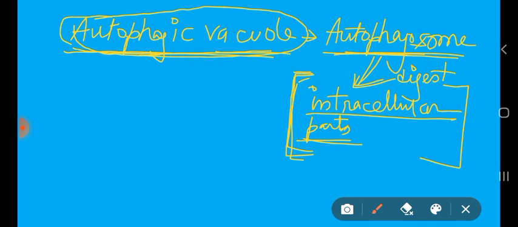So autophagosome or autophagic vacuole are those lysosomes which digest the intracellular parts of the cell itself for digestion and which cause irreversible damage. That means they will not be able to repair the damage. It leads to death of the cell.